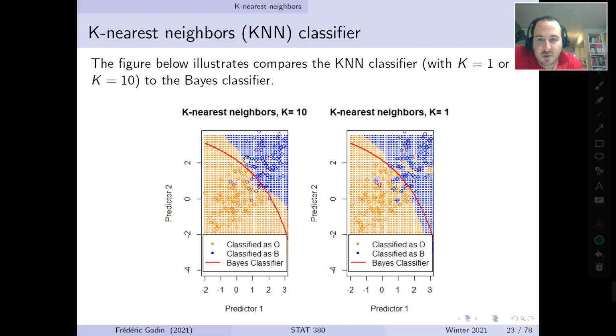So if you try to forecast a point here, we see that the 10 nearest neighbors might be very far away. So the 10 nearest neighbors might be here and here.